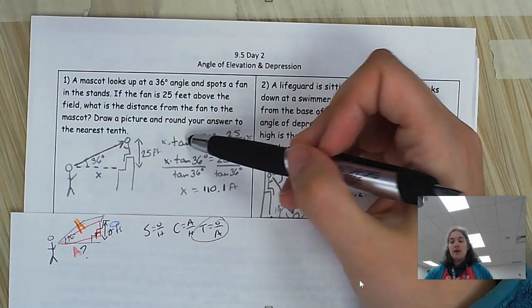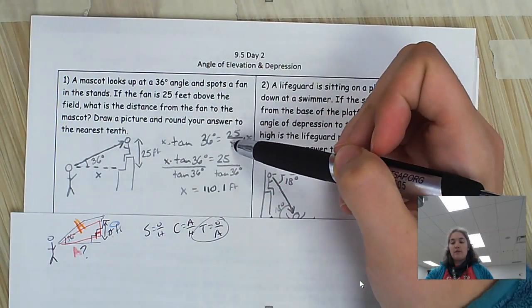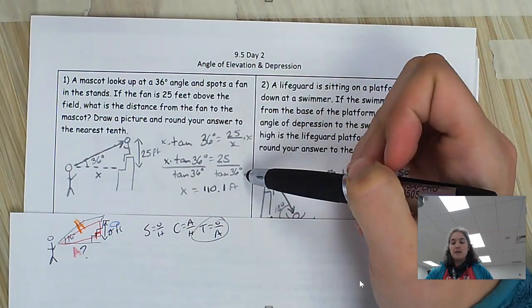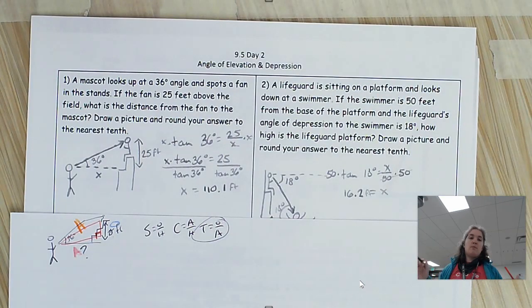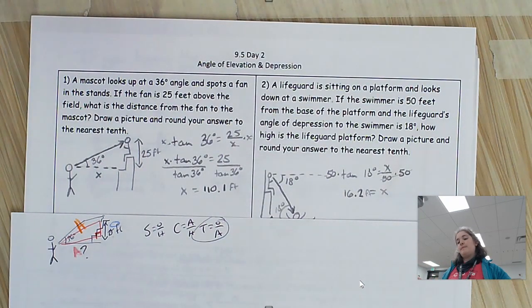So we were able to plug in 36 degrees for tangent. We've got 25 over x. We can multiply both sides by x. Then we have to divide by tangent of 36. So that gets us 110.1 feet. All right, 0.1 feet. I rounded to 1/10, just like it's on the front side.